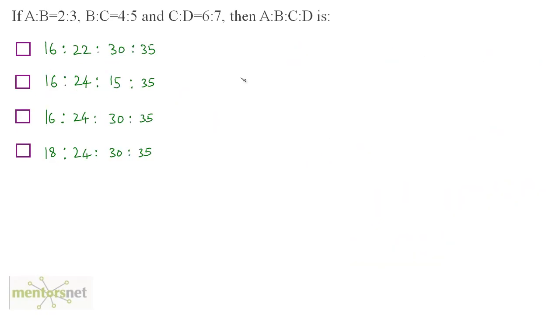If A is to B is 2 is to 3, and B is to C is 4 is to 5, and C is to D is 6 is to 7, then you have to find out A is to B is to C is to D.